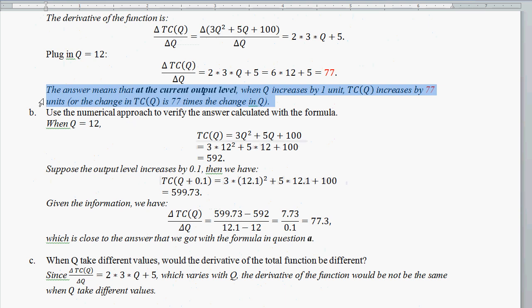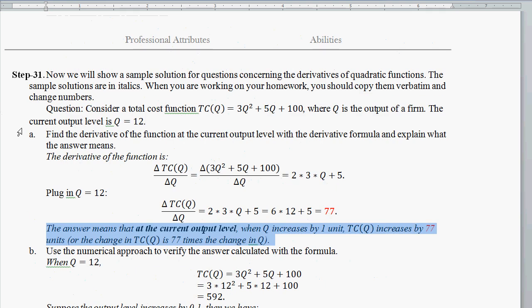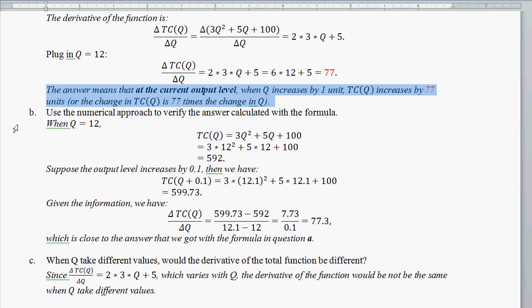Now we want to use the numerical approach to verify the answer. Well, we don't get to choose q. q is equal to 12. Let's calculate the total cost. Then let's increase q by a little bit, 0.1. Maybe you can choose 0.2, maybe you can choose 0.01, 0.001. It's fine. Anyway, the new total cost will be 599.73.